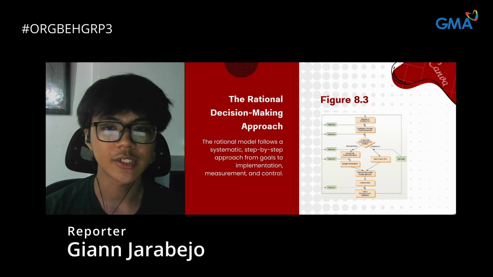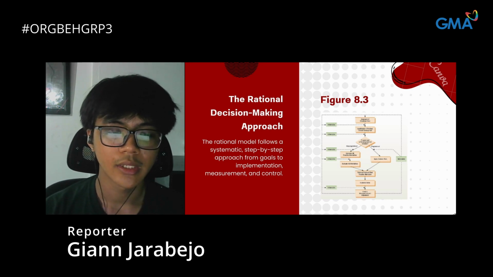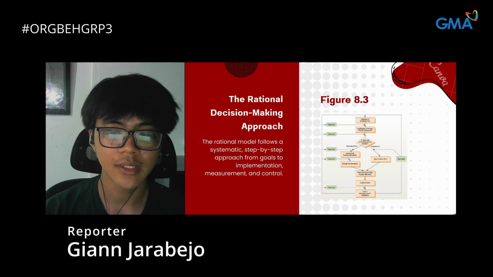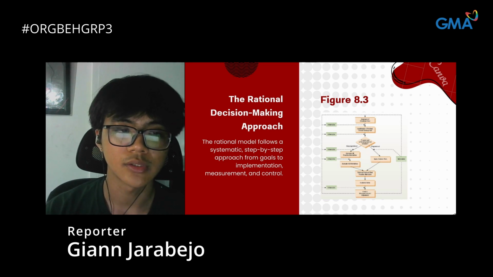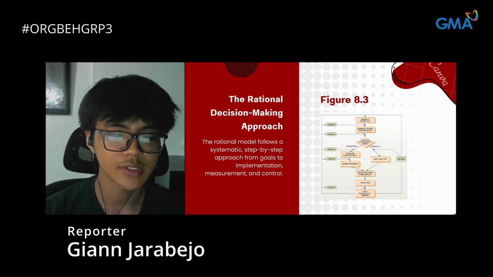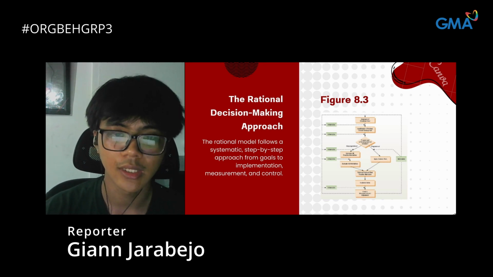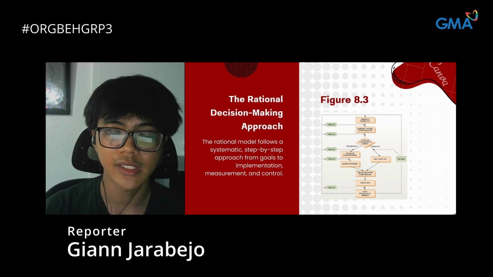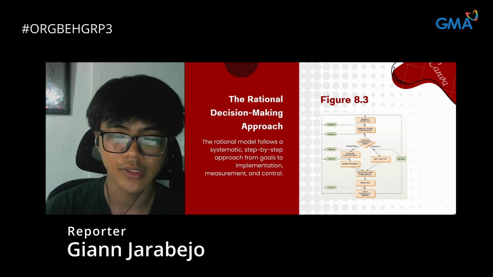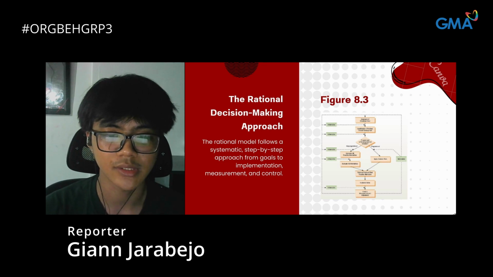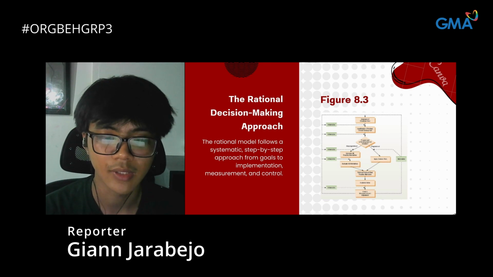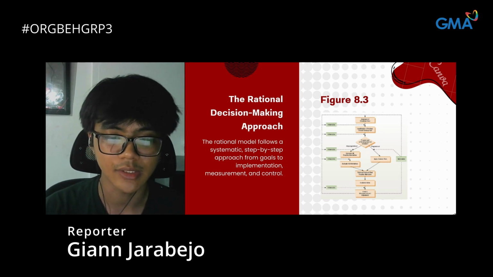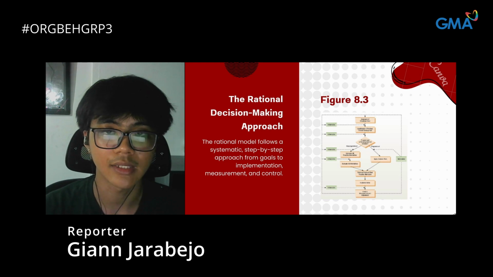So let's now move on to the rational decision-making approach. The rational model follows a systematic, step-by-step approach from goals to implementation, measurement, and control. As you can see from the figure below, it shows the rational model, which starts off with the statement of situational goal, and then identification of problem and criteria development. Next we have program or non-program decisions. After that, we have rational choice of best possible alternative, and then implementation, and lastly we have control, measurement, and adjustment.